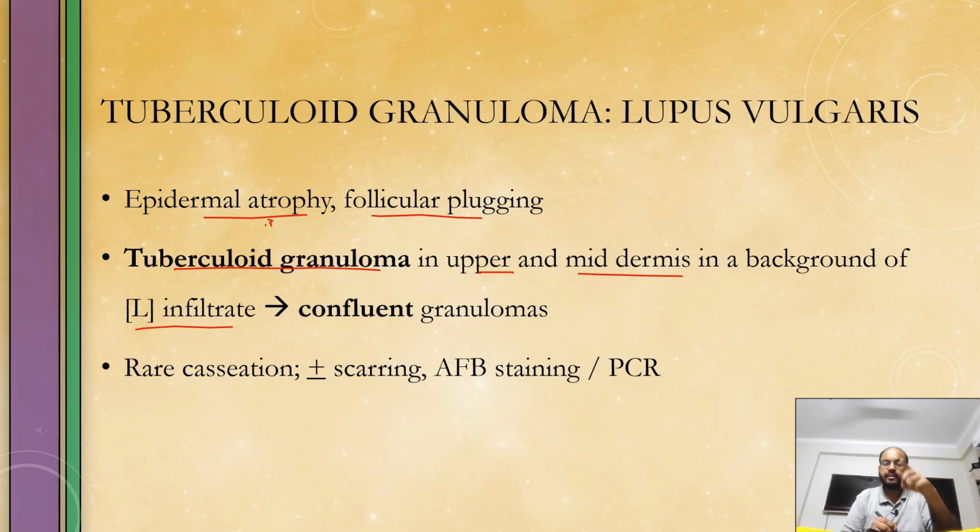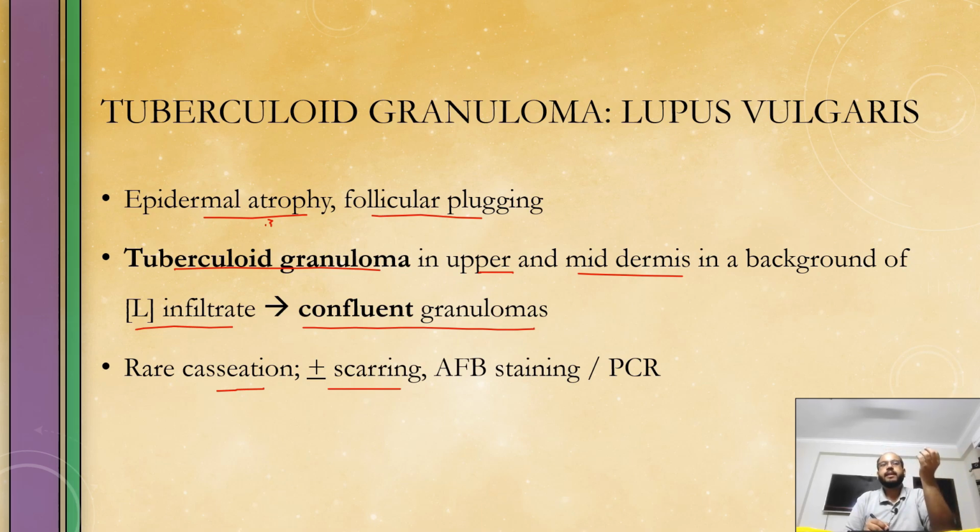As we have discussed in the last slide, you have a background of lymphocytes, and within that background of lymphocytic infiltrate, you have tubercular granulomas and Langerhans type giant cells. Remember I told you that the boundaries of granulomas are fuzzy, and because of this, they look mixed altogether, and that is known as confluent granulomas. Rarely you will see caseation. Scarring may or may not be present, and you do further staining like AFB staining or Fite-Faraco staining to find out AFBs. So you need special staining.